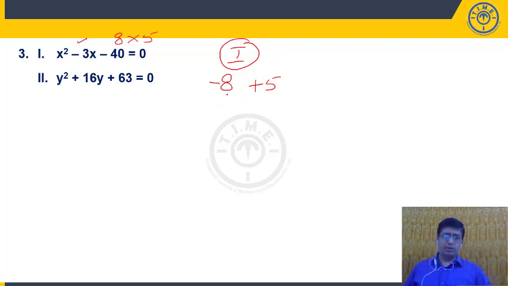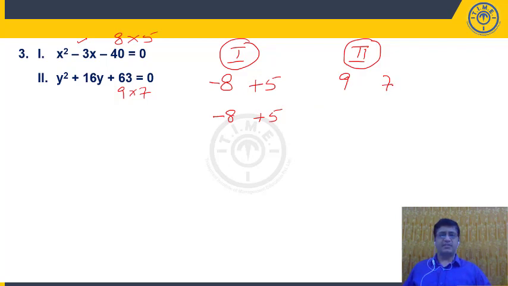What about the roots of the first equation? Minus 8 and plus 5 by coefficient of x square, that is a 1. Look at the second one. In the second equation, now 63 is equal to 9 into 7. So 9 plus 7 is equal to 16. So what are the roots here? Plus 9 and plus 7. Plus 9 plus 7 is equal to plus 16. So what about the roots here? Minus 9 and minus 7.